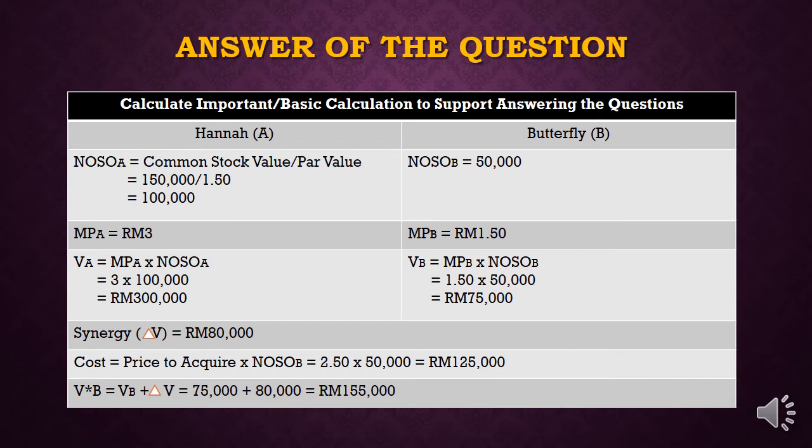The formula for VA equals MPA times NOSO A. So MPA equals 3 ringgit times NOSO A 100,000. So you will get VA, which is the market value for A, equals RM 300,000. While for Butterfly, the formula for VB equals MPB times NOSO B. MPB equals 1 ringgit and 50 cents times NOSO B 50,000. So you will get the answer for market value of B equals 75,000 ringgit.